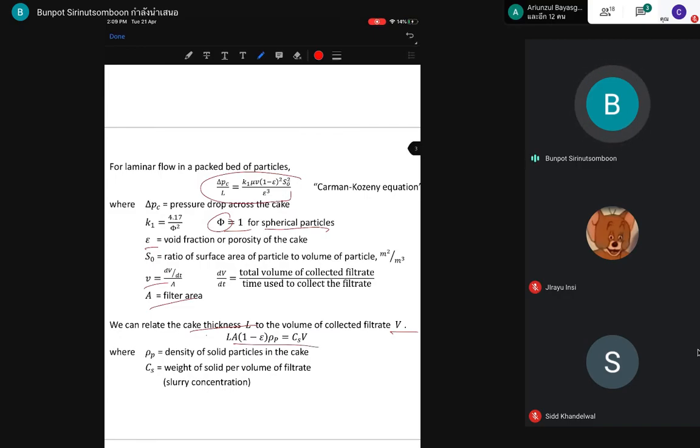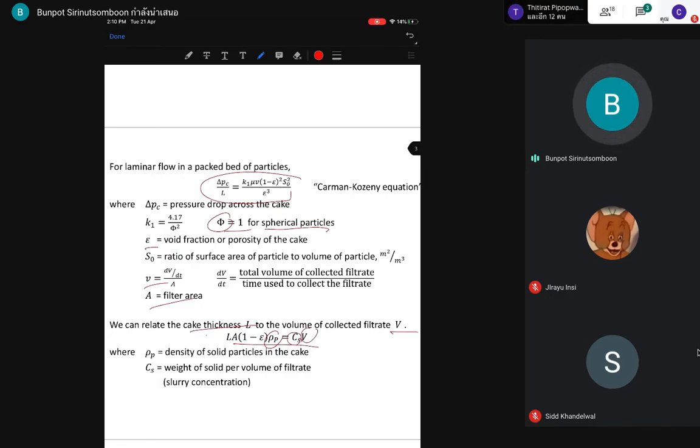Basically this equation is developed based on the mass of the solid accumulated in the cake. L times A is the volume of the cake, multiplied by 1 minus epsilon, so it's only the solid part of the cake, multiplied by the density of the particle. And this will be equal to the slurry concentration Cs times V.